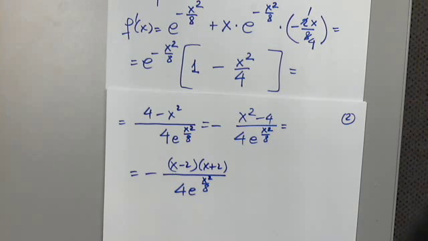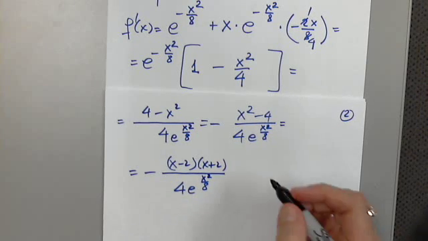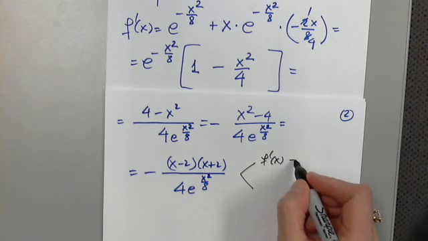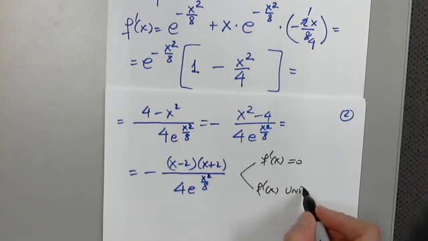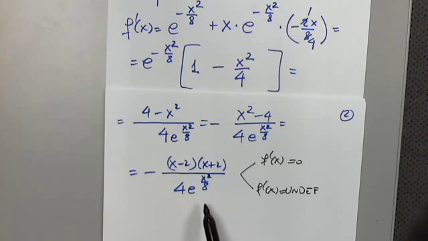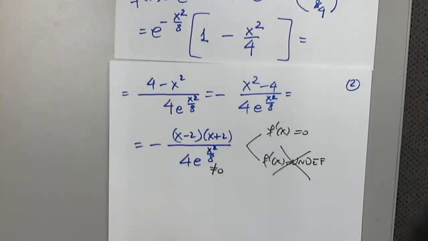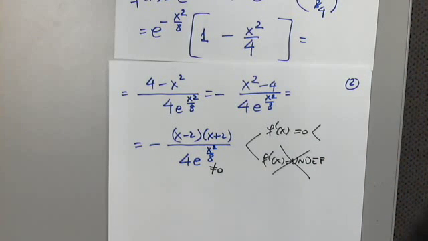Why do I do all this? Because this is all the prep I need in order to find the critical numbers. There are two possibilities: f prime being 0 or f prime being undefined. That's not the case here because the exponential is never 0, so no critical numbers come from f prime being undefined. But there are two possibilities for f prime being 0. Can anyone give us those? Perfect. The numerator is 0: x equals 2, x equals negative 2.